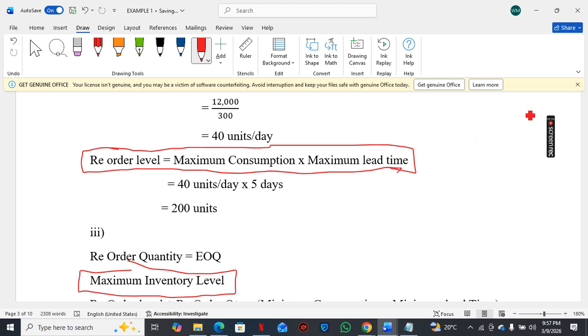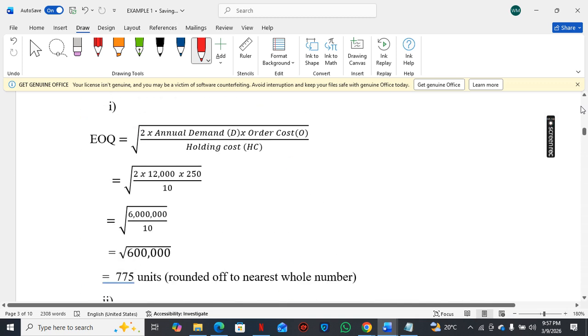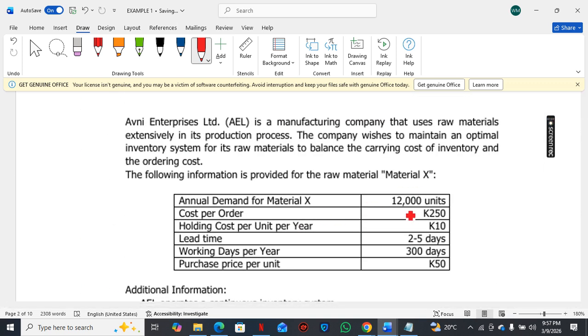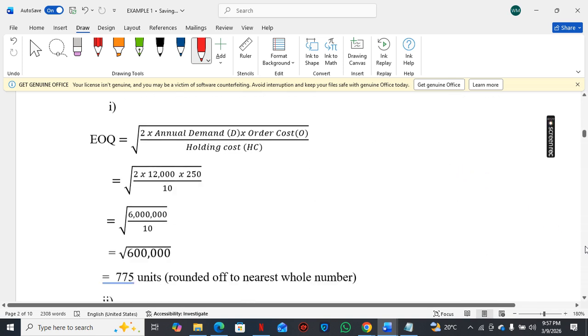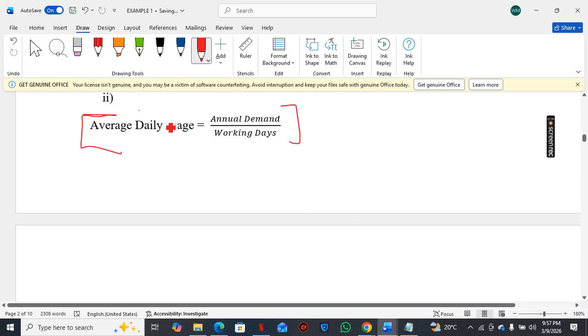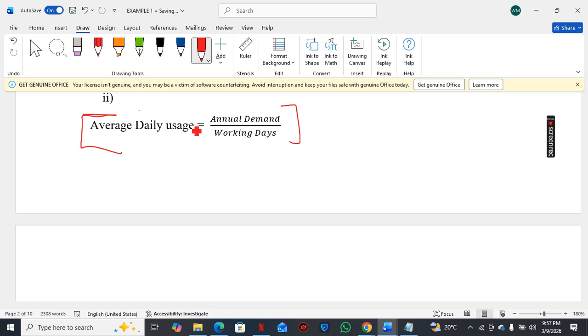Now take note of this, colleagues. In a question, notice they haven't given us our maximum consumption and our minimum consumption. So if in a question they don't give you the maximum and the minimum consumption, you get the average consumption. I repeat, if they don't give you the maximum or the minimum consumption, you get the average consumption. So here we don't have the maximum or the minimum consumption. So our average consumption, average daily usage, is just your annual demand divided by the working days.